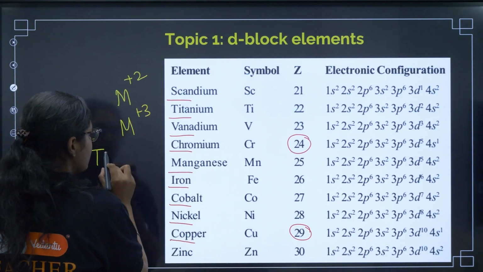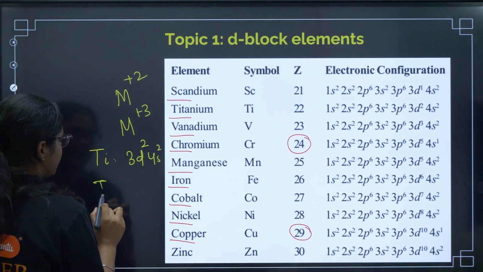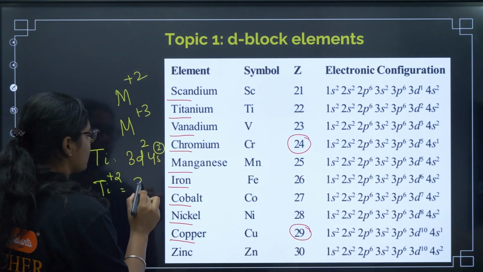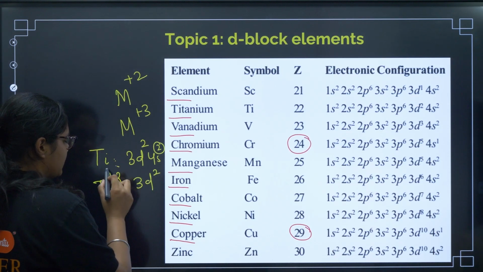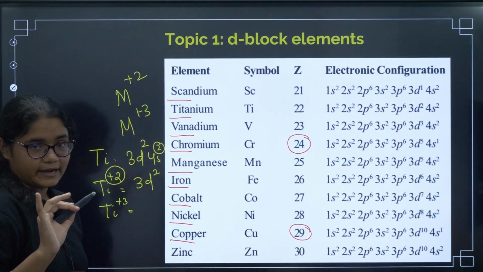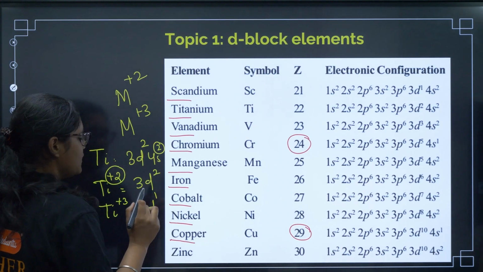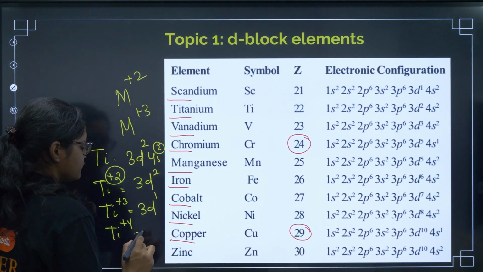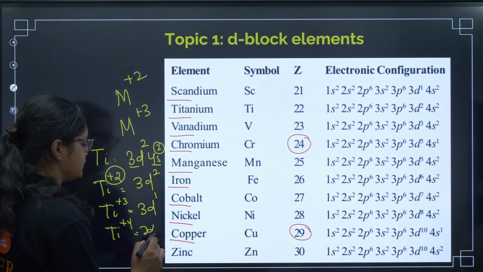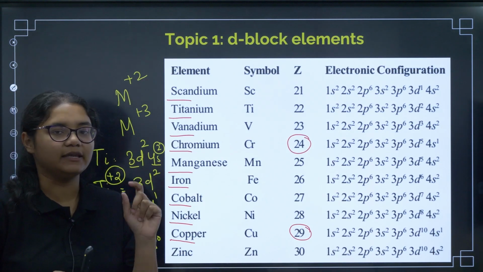We'll take titanium. Titanium, if you see, the electronic configuration is 3d2 and 4s2, right? So if I take titanium 2+, you have to remove 2 electrons from the outermost shell. Okay, so the electronic configuration will become 3d2. I'm just giving one example. And suppose you have titanium 3+. Okay, then you will be removing 3 electrons. So 2 electrons from 4s and 1 electron from 3d. So I'll get 3d1. Now if I get titanium 4+, we have to remove 4 electrons, 2 electrons from 4s and 2 electrons from 3d. So it will become 3d0 and 4s0. Okay, so like this we can calculate the electronic configuration of any oxidation state.